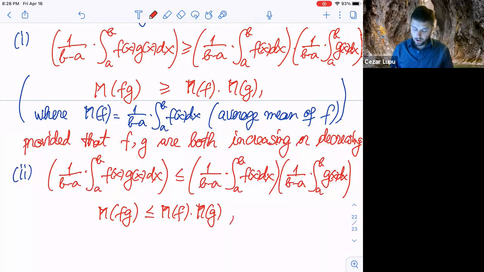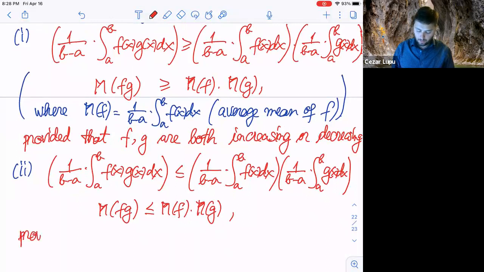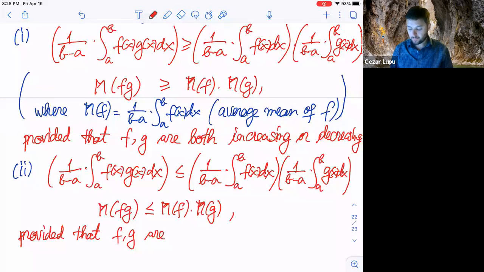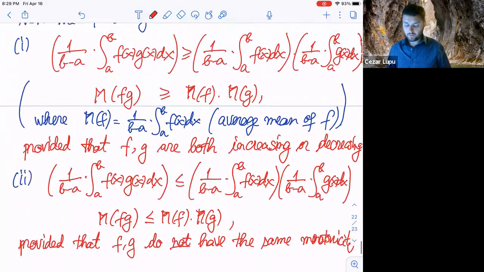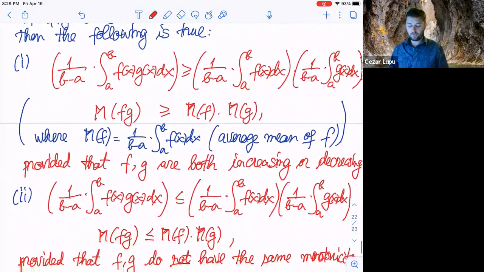And now this is important, provided that f and g do not have the same monotonicity. In other words, they cannot be both increasing or both decreasing. So one of them will be increasing, the other one will be decreasing, or the other way around. All right, so this is Chebyshev's inequality. It's a very well-known inequality, very useful.